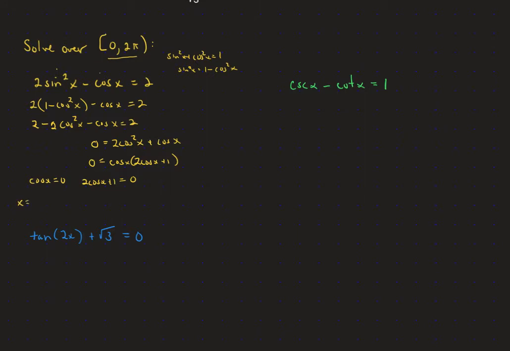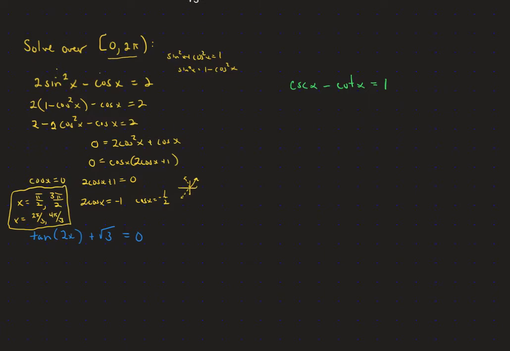If cosine is 0, then that's going to give us pi over 2 and 3 pi over 2 as solutions between 0 and 2 pi. If 2 cosine x plus 1 equals 0, then cosine x is negative 1/2. So that is going to add to our list of solutions. Now we know that cosine in quadrant 1 is going to be pi over 3. Cosine is negative in quadrants 2 and 3, so that means we're going to get 2 pi over 3 and 4 pi over 3. So there are our solutions.